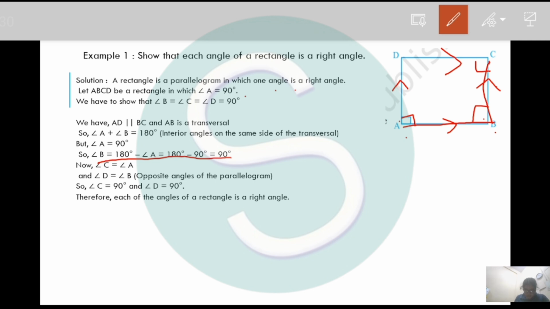Similarly, BC is parallel to AD, so again the sum of C and D will be 180 degrees, and C is 90 degrees, so D will also be 90 degrees. Hence we have proved that each angle of a rectangle is a right angle.